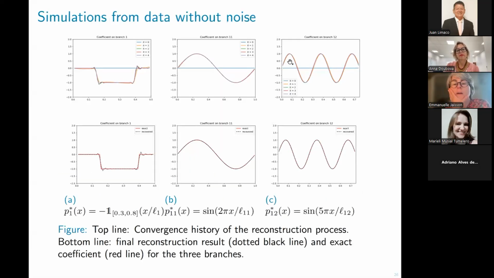So here I have some simulations without noise. So on the first line, you have a historical reconstruction of your potential, so on each branch, okay, and here it's the same, but with only the end of the reconstruction. So the red curve is the exact potential, and the black line is the reconstruction. Okay.